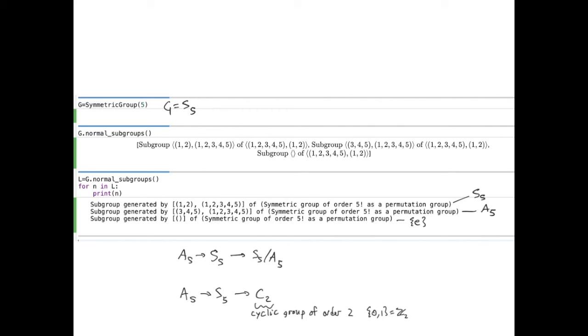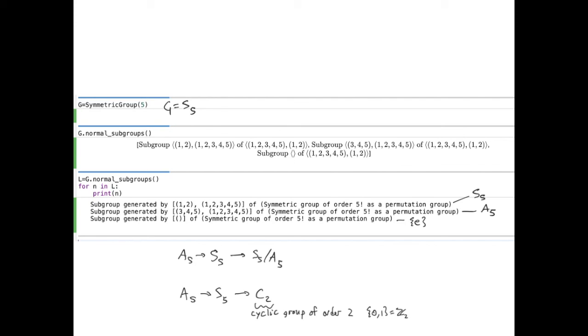So let L be the list consisting of G.normal_subgroups, and then as I run through the elements of L, I print them. Okay, so this first element is a subgroup generated by the transposition (1,2) and the cycle (1,2,3,4,5), and it turns out that this subgroup is actually the entire group, S5. It's not so easy to see that. That's not obvious. But you can actually ask Sage to compare this subgroup to S5, and it'll say, yes, it's indeed S5.